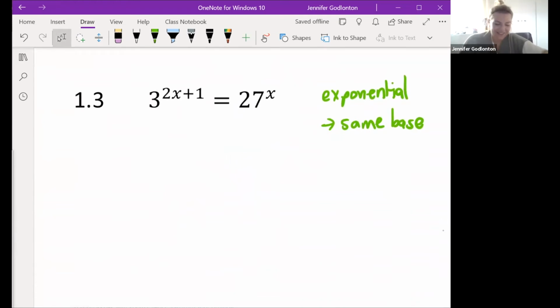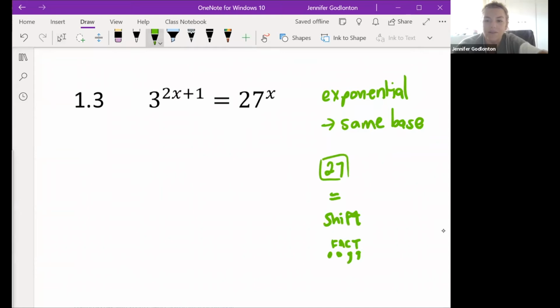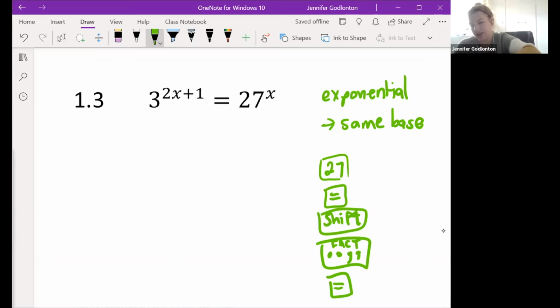This is an exponential. Once our bases are the same, then our exponents are the same. You're going to push your number. So you're going to say 27. Then you're going to push equals. You're going to push shift. And then you're going to push the button that looks like this, and above it in yellow, says fact. Those are the 4 you're going to push. And then you're going to push equals again, I think. No, you don't have to push equals again.